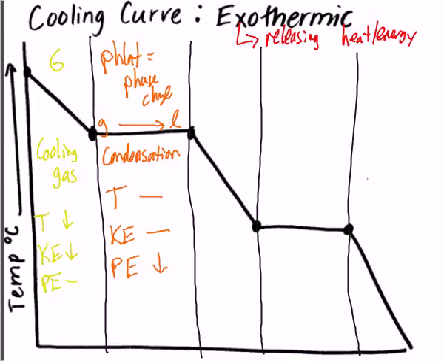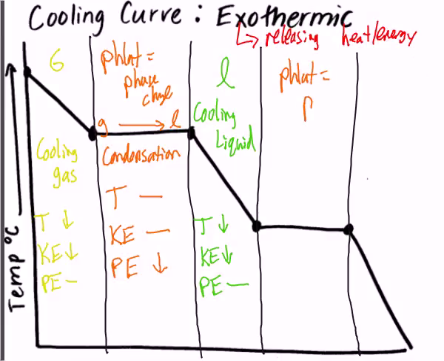Then we move into our next section, which is the what? Liquid. What are we doing to the liquid? We're cooling our liquid. All right, temperature is, kinetic energy is, and potential energy is remaining constant. Roll in again to the phase change. Going from a liquid to a solid, now what is this called?